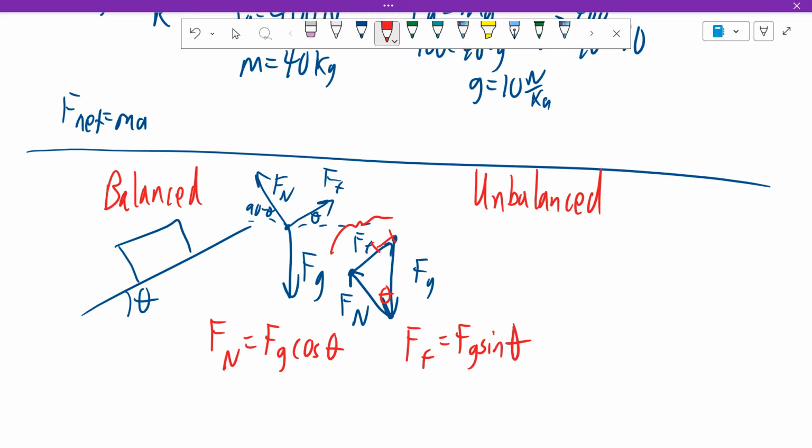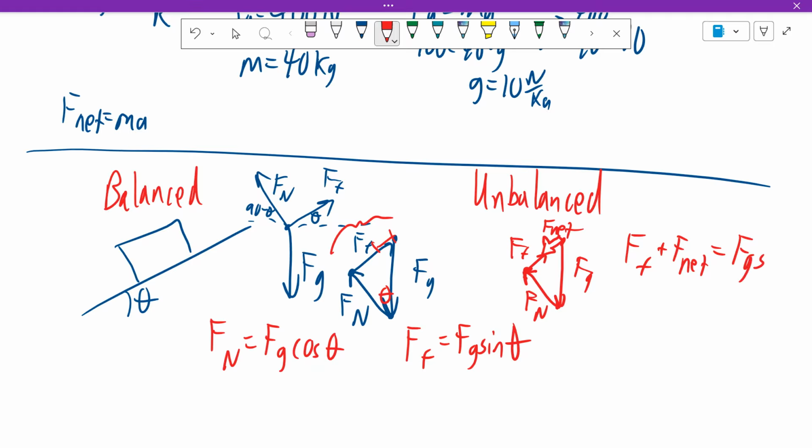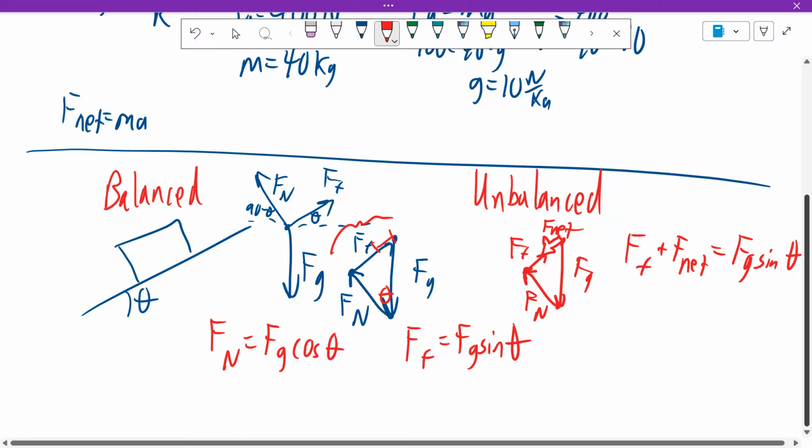If, let's say, you have a net force, so instead of it actually being a closed vector addition diagram there, you have FG, FN, FF, and then you have a net force. This net force would be going down the ramp. And so now, instead of FF equaling FG sine theta, FF plus FNet equals FG sine of theta. So this is something that could pop up.